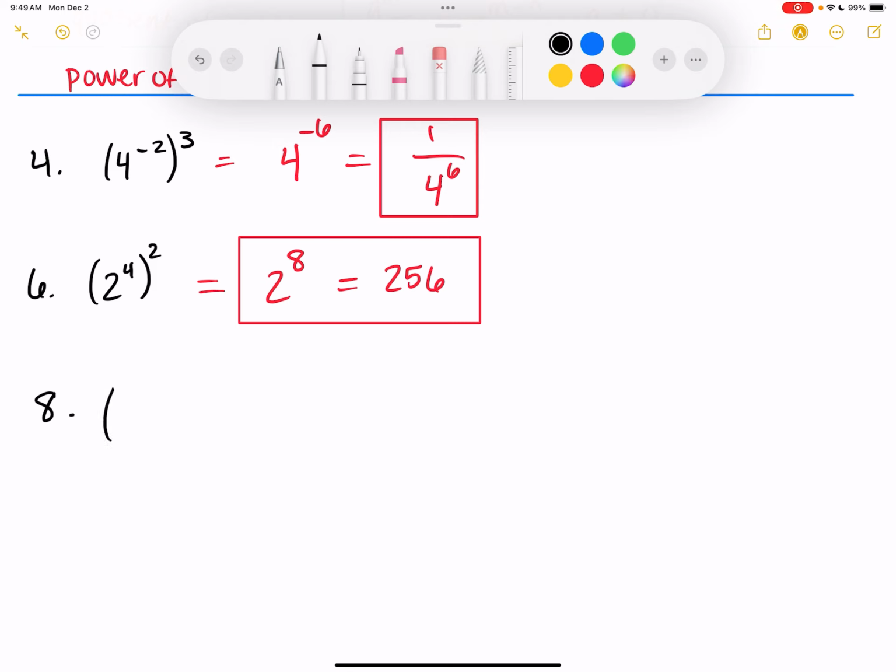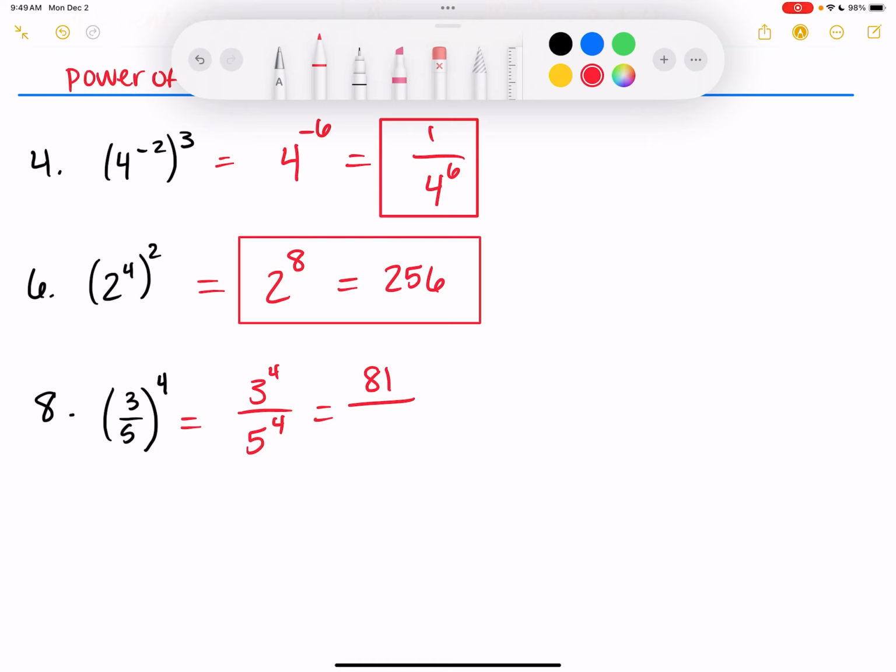Number 6. 3/5 raised to the 4th. So this one is, when you have anything and it's being raised to a power, that power goes on both things that are in there. So this would be the same as 3 to the 4th over 5 to the 4th. What's 3 to the 4th? We should know that. 81.